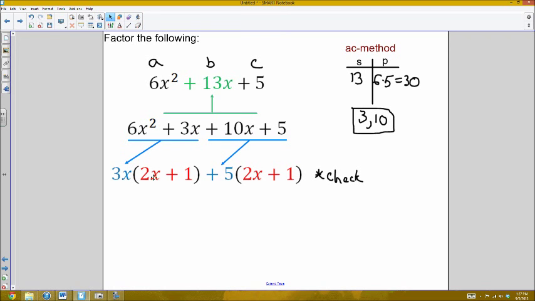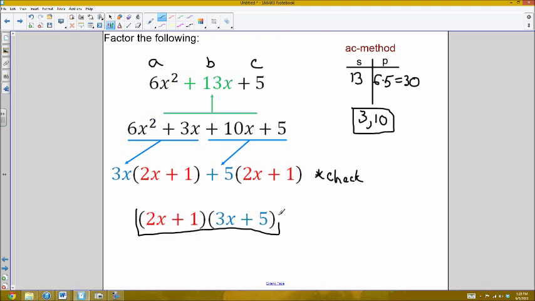Continuing along, now that 2x plus 1 is common between these two terms, I can factor it out as a greatest common factor. So I pull out my greatest common factor of 2x plus 1, and when I do that, I'm left with 3x plus 5. This is now a binomial. I've completed my factoring process, and I've done this double distribution in reverse. So that will be my final answer.